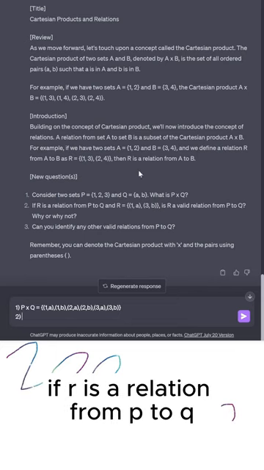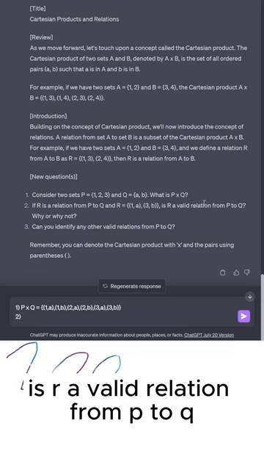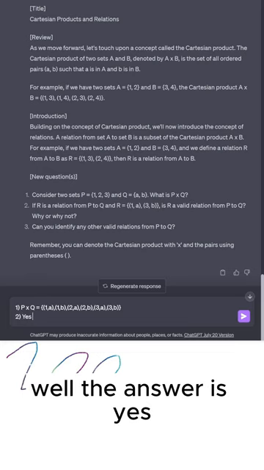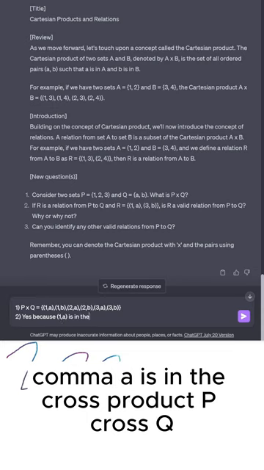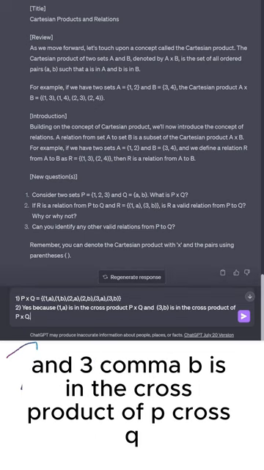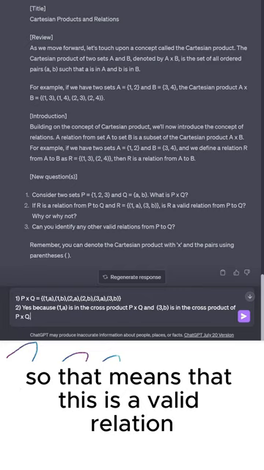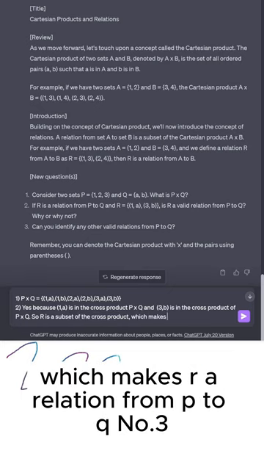If R is a relation from P to Q and R equals {(1, A), (3, B)}, is R a valid relation from P to Q? Well, the answer is yes, and that's because the elements in this set R, like (1, A), is in the cross product P cross Q, and (3, B) is in the cross product of P cross Q. So that means that this is a valid relation, since it is a subset. So R is a subset of the cross product, which makes R a relation from P to Q.